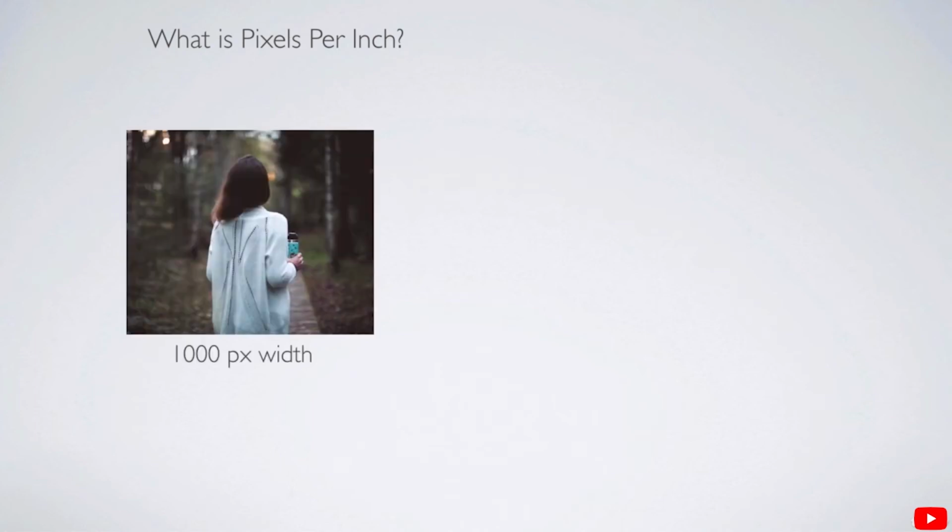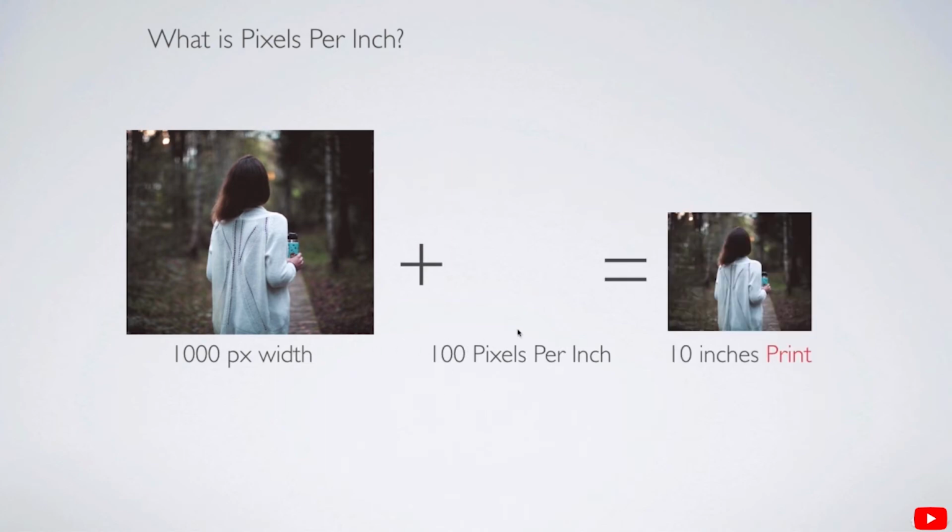Let's say you have 100 pixels per inch and your image has 1000 pixels. The image you print out will be 10 inches because every 1 inch of print will have 100 pixels.